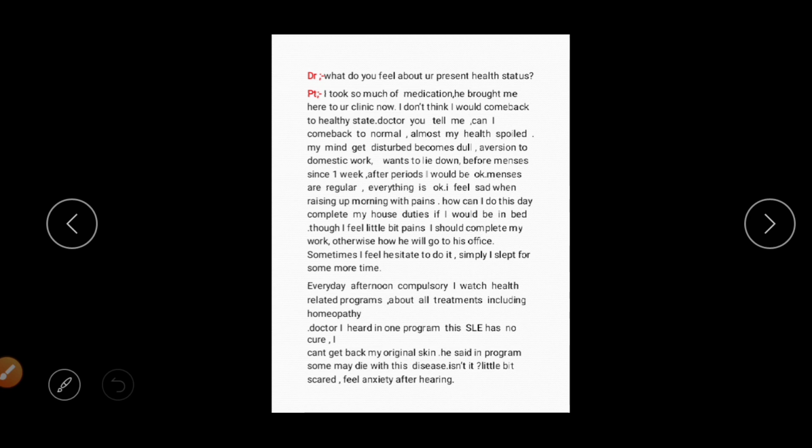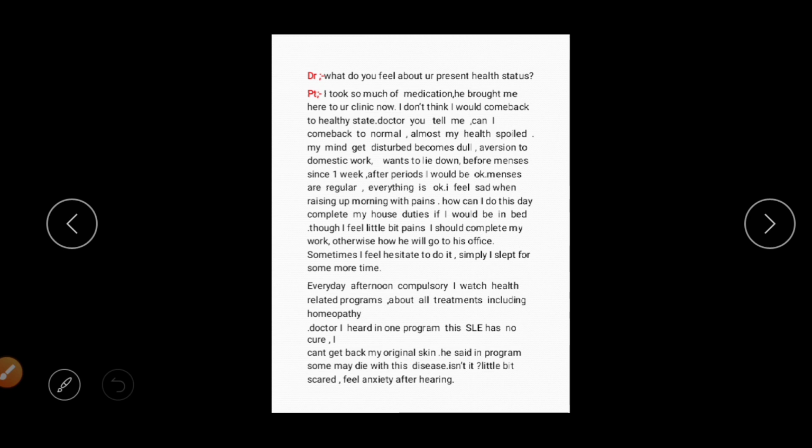Then I put a question: what do you feel about your present health status? Patient said like this: I took so much medication. He brought me here to your clinic now. I don't think I would come back to a healthy state because my health was totally spoiled by the medication and by the rheumatoid arthritis and the psychiatric drugs also. Doctor, you tell me, can I come back to normal?